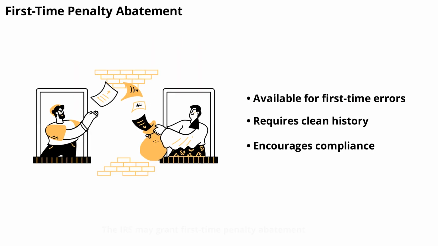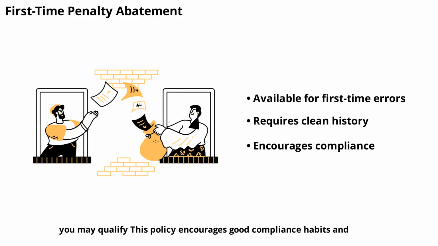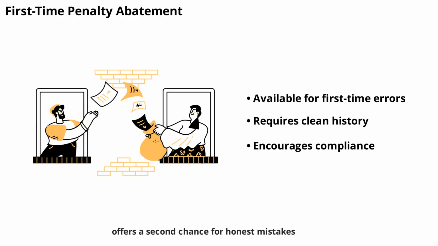The IRS may grant first-time penalty abatement to taxpayers with a clean compliance history. If you filed and paid on time for the past 3 years and have not previously received abatement, you may qualify. This policy encourages good compliance habits and offers a second chance for honest mistakes.